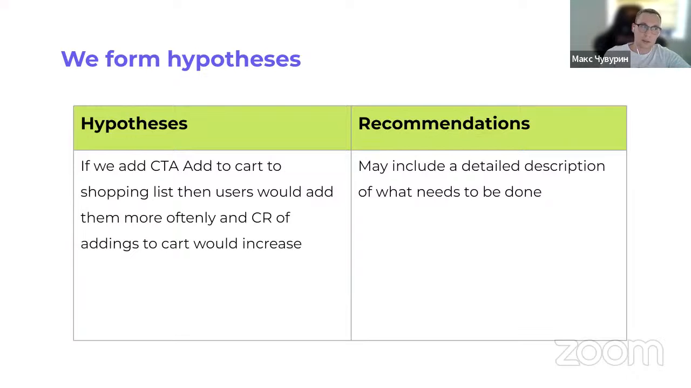So you can see this is the hypothesis, and this is the recommendation. If we add something, the user can do something better, faster, or easier, and therefore we should see some metric change, some conversion rate increase or some KPI decrease, if we're talking about bounce rate or something like this, if it is okay for this metric. And a recommendation for this hypothesis must be added as well.